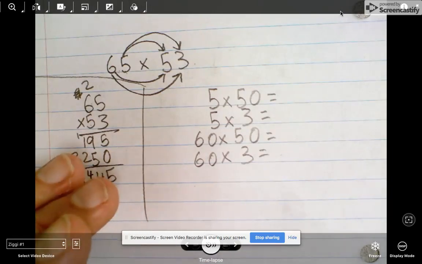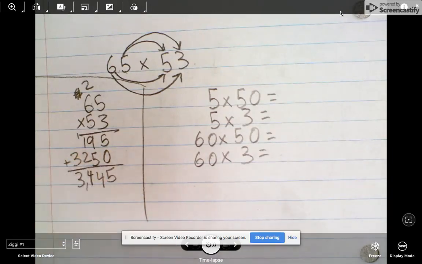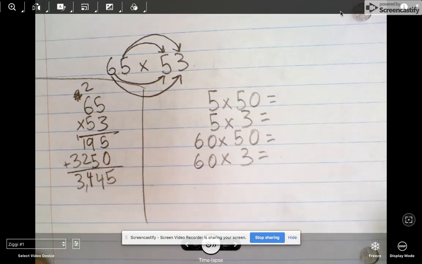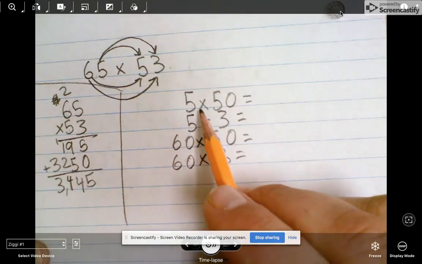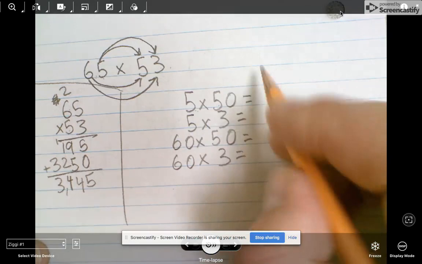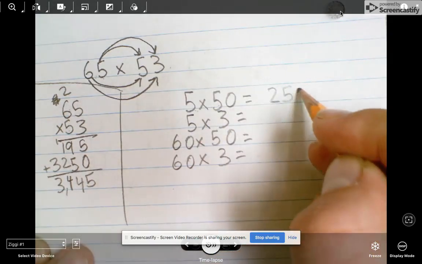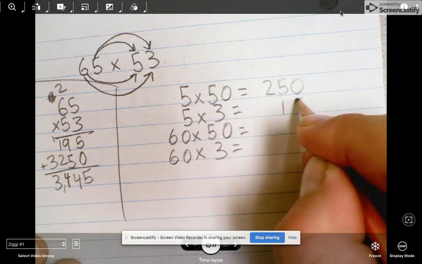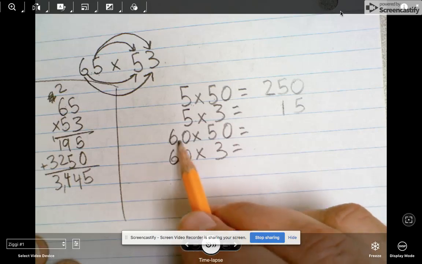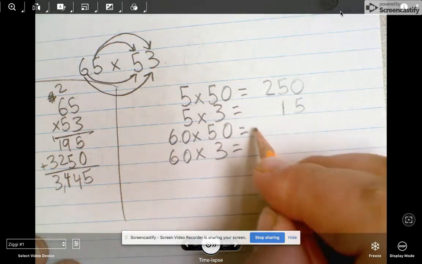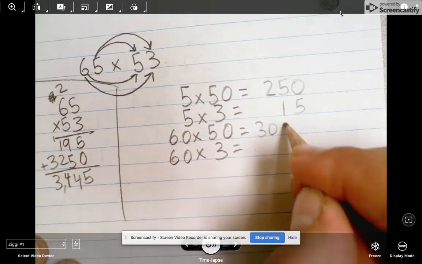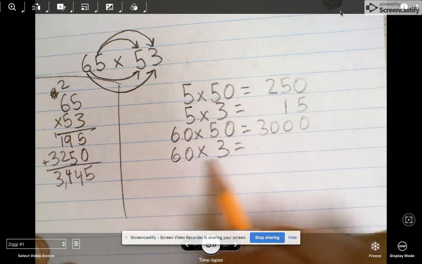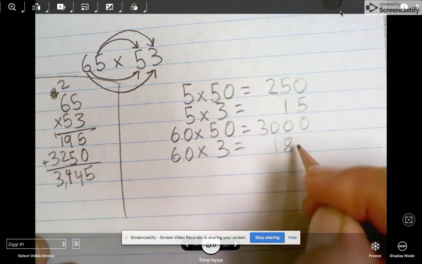Now I can simply use these to get what we call partial products. The word partial just means part of. Product is the answer to a multiplication problem. So when we solve each one of these, we are getting part of the product. It's a partial product. 5 times 50, we'd say 5 times 5 is 25, and there's 1 zero. 5 times 3 is 15. 60 times 50, we could say 6 times 5 is 30. And there's 2 zeros to place on the end, so 60 times 50 is 3,000. 60 times 3, 6 times 3 is 18. And there's 1 zero to place on the end.